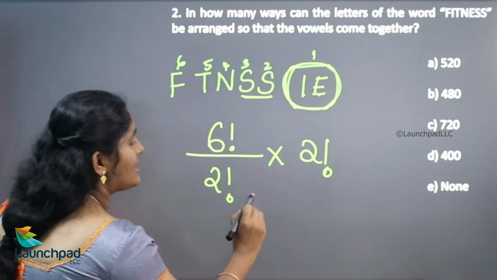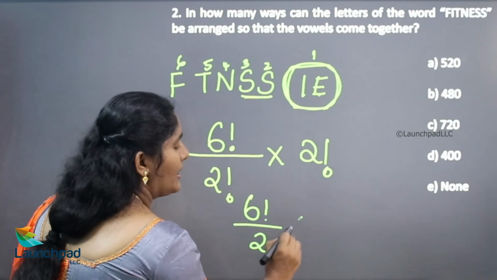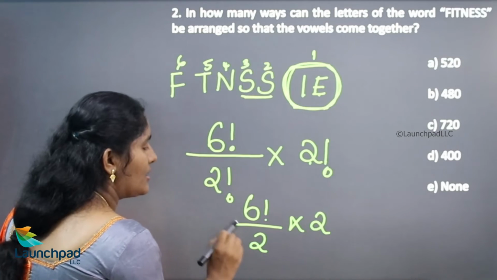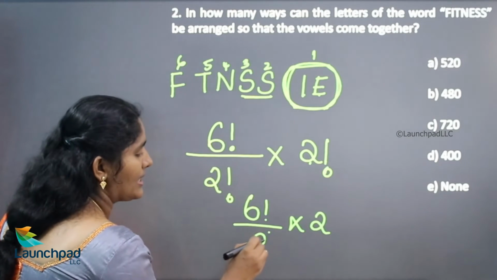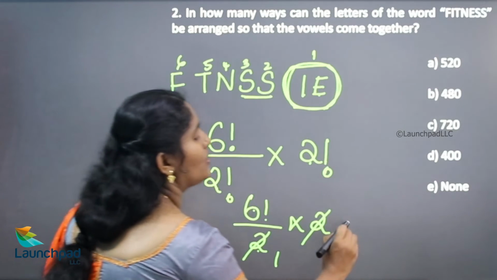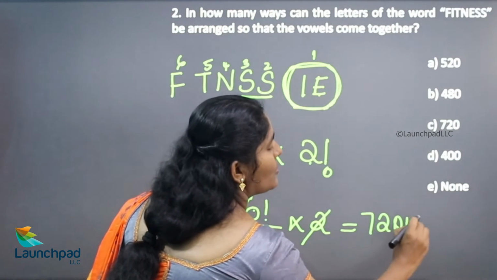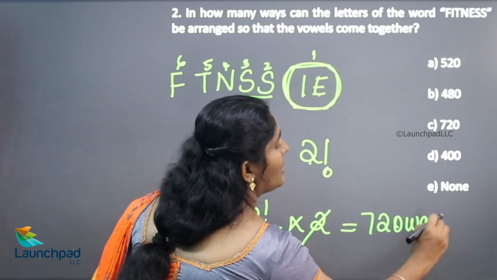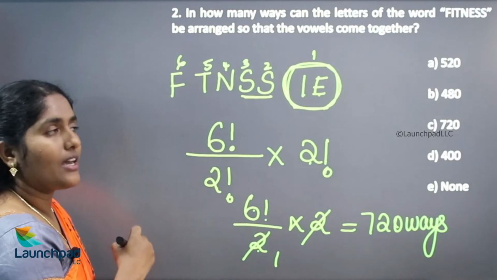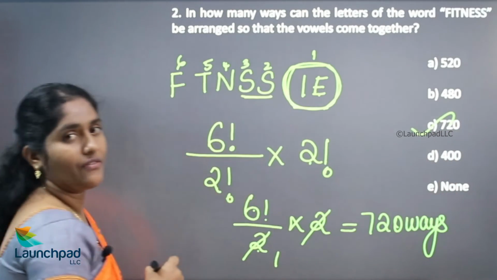So what is the answer? 6 factorial divided by 2 factorial, into 2 factorial. 2 factorial is 2 and 2 factorial is 2, so I can cancel the 2 one time. 6 factorial value is 720 ways. So based on the given condition, in this word S occurs 2 times, so we can arrange this word in 720 ways.